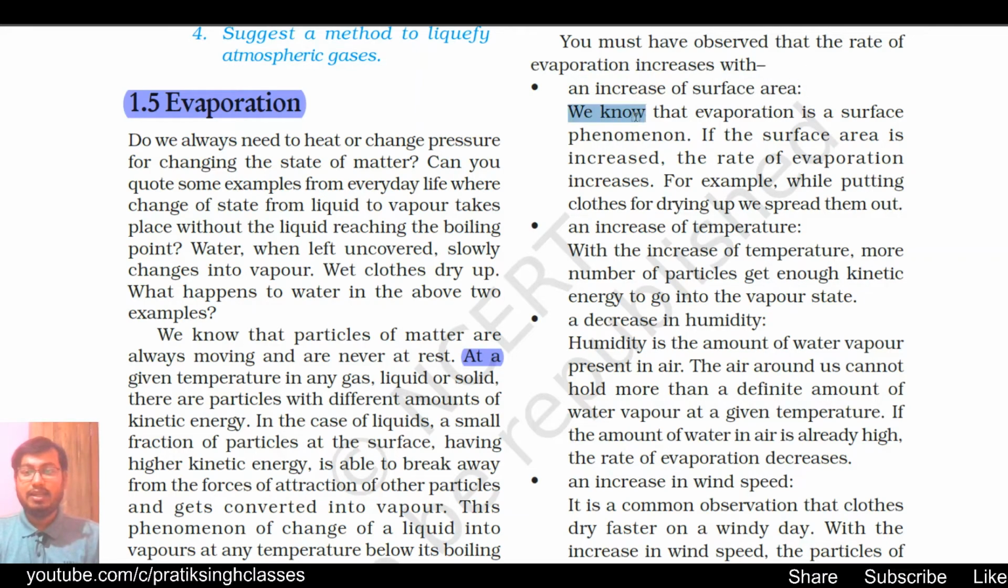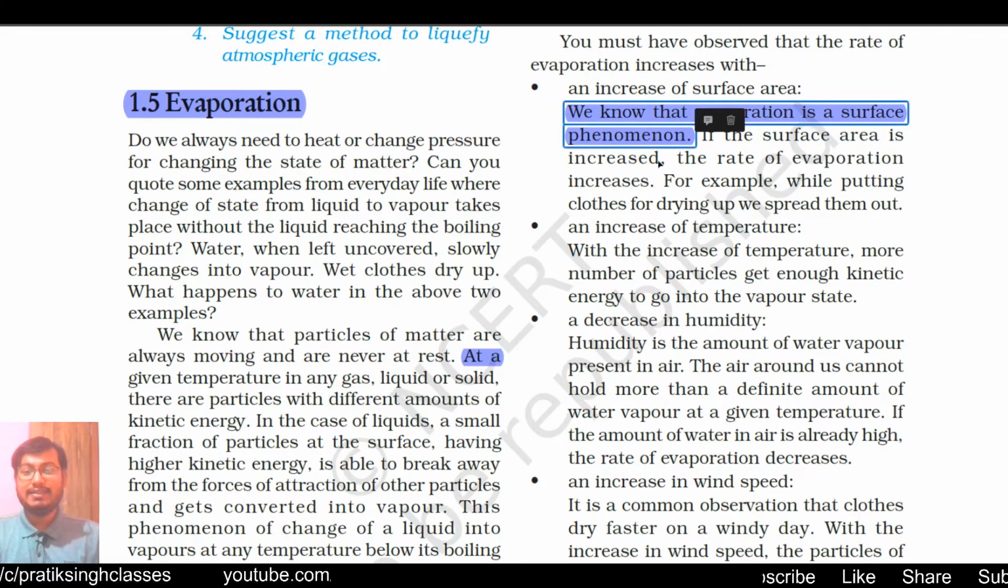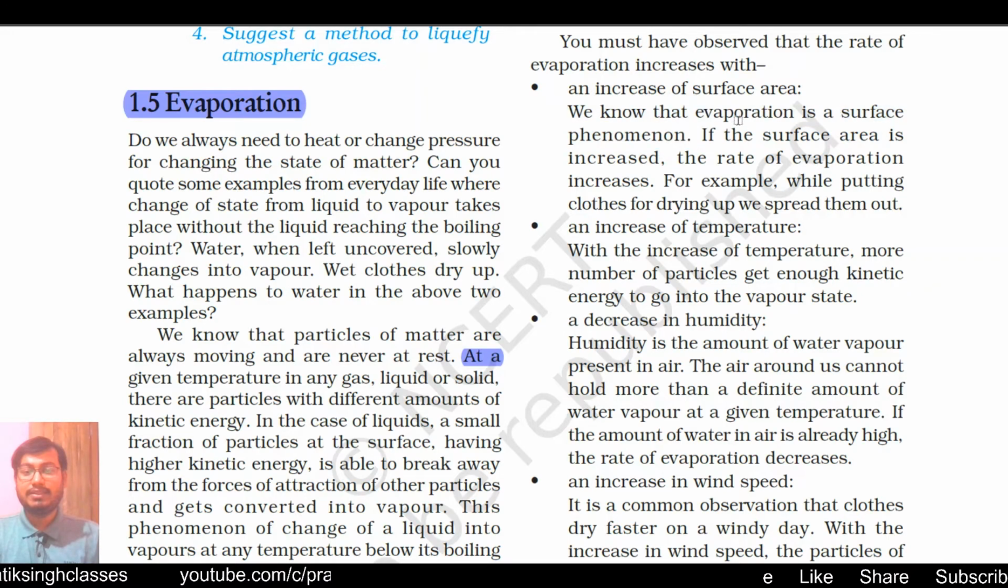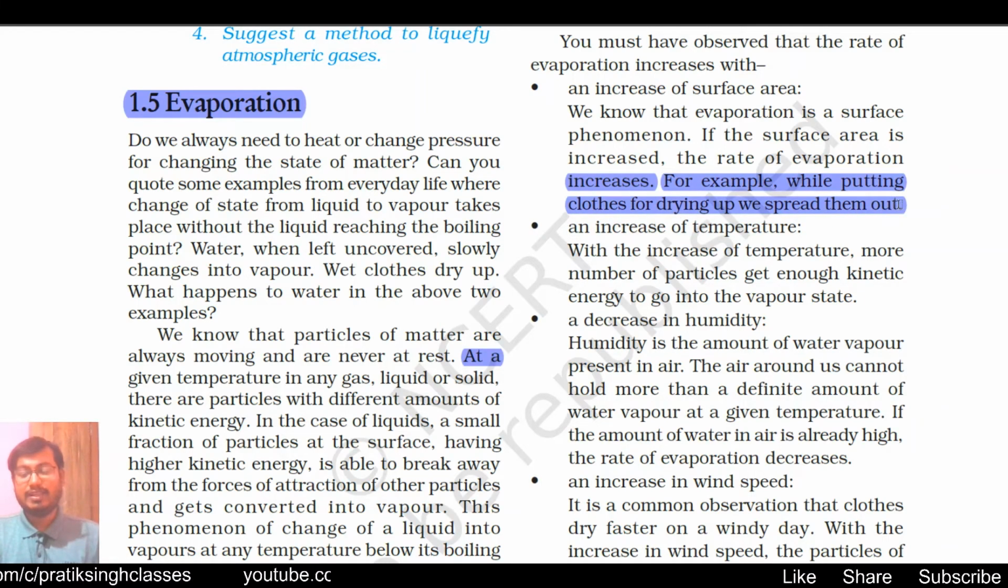We know that evaporation is a surface phenomenon. That means evaporation always happens on the surface. If the surface area is increased, the rate of evaporation increases. Higher the surface area, higher the rate of evaporation. For example, while putting clothes up for drying, we spread them out. If you spread the clothes, the water in them will evaporate faster than if you keep the wet clothes crumbled.